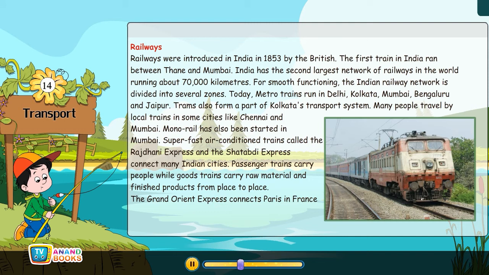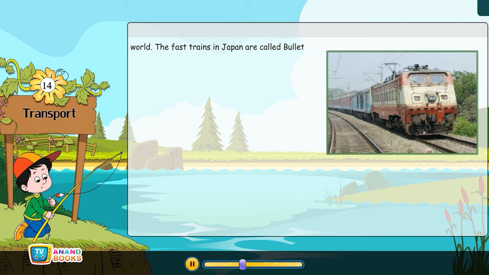The Grand Orient Express connects Paris in France with Istanbul in Turkey. The United States of America has the largest network of railways in the world. The fast trains in Japan are called bullet trains. These trains run at a speed of 400 kilometers per hour.